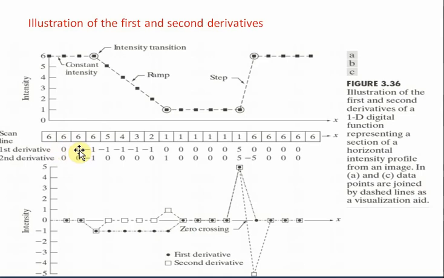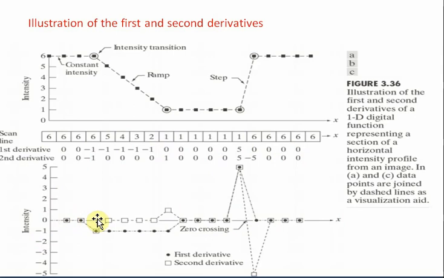That means 6 minus 6 is 0 here. Next, at this position, f of x plus 1 minus f of x is 6 minus 6, which is 0. Next, 5 minus 6 is minus 1. So we just take the difference, the subtraction between successive values. 5 minus 6 is minus 1, 4 minus 5 is minus 1, 3 minus 4 is minus 1, like that, 1 minus 2 is minus 1, 1 minus 1 is 0. Similarly, 6 minus 1 is 5, and 6 minus 6 is 0. Observe these values and mark them in the resultant graph.